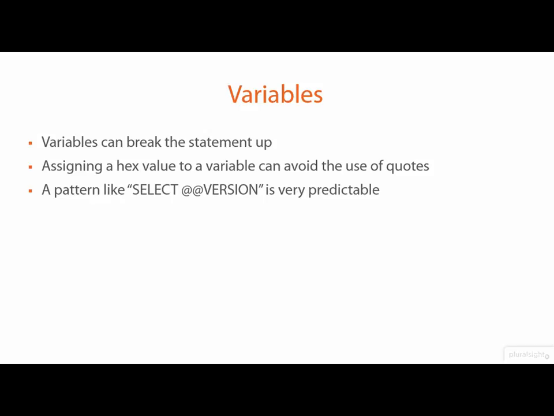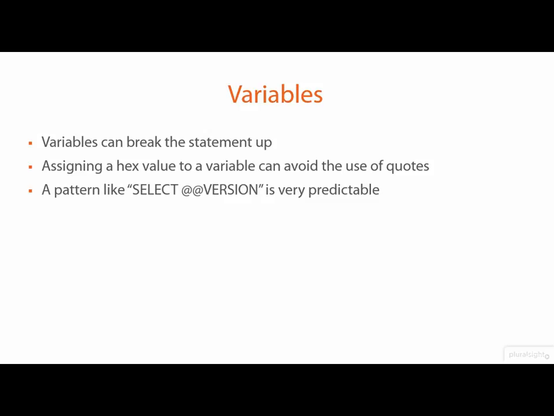Now, imagine a pattern like this. So we've seen this syntax. We used it to discover the version of the underlying database. This is a pretty predictable pattern, particularly the select syntax, as well as the @@. We know that @@ often signifies a system command.